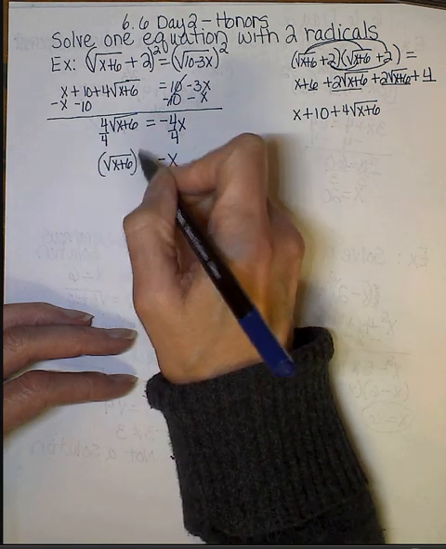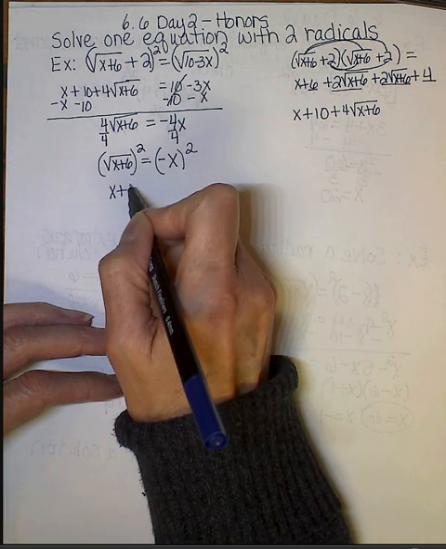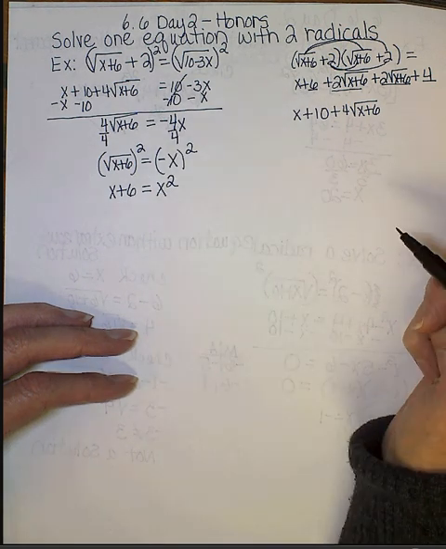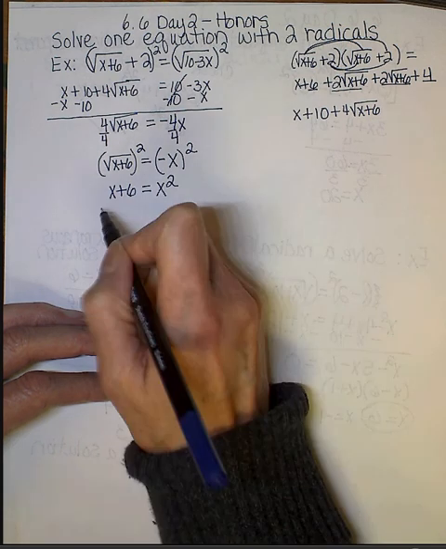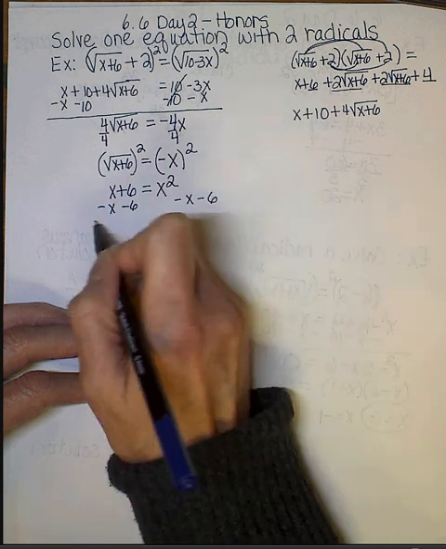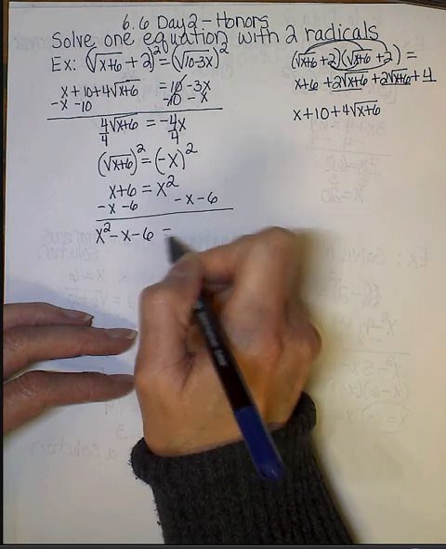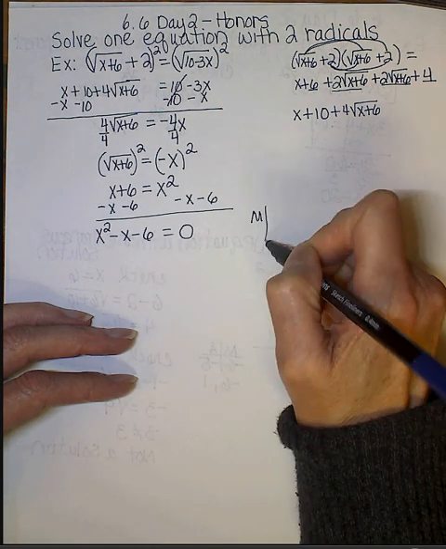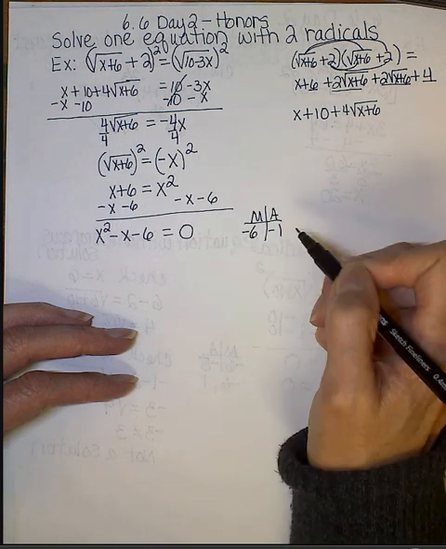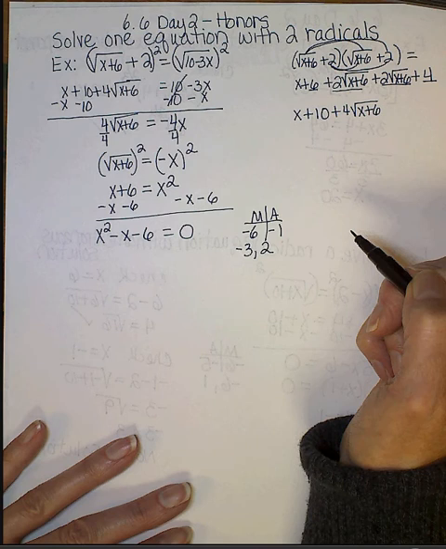Alright, square both sides. I get rid of my radical. And negative x times negative x would just give me x squared. Alright, now I'm going to get a trinomial. I got to set this equal to 0, so I move both of these over. Trinomial set equal to 0, so I need to do my multiply to be, add to be. In this case, I get negative 3 and positive 2. They both multiply to be negative 6 and add to be negative 1.